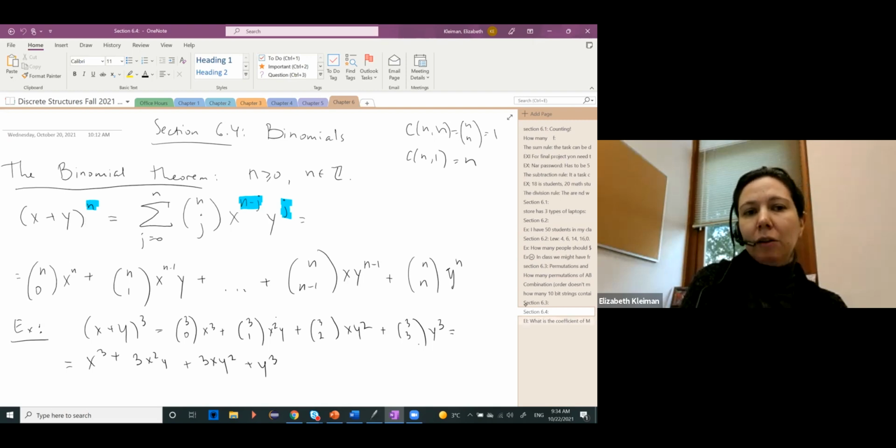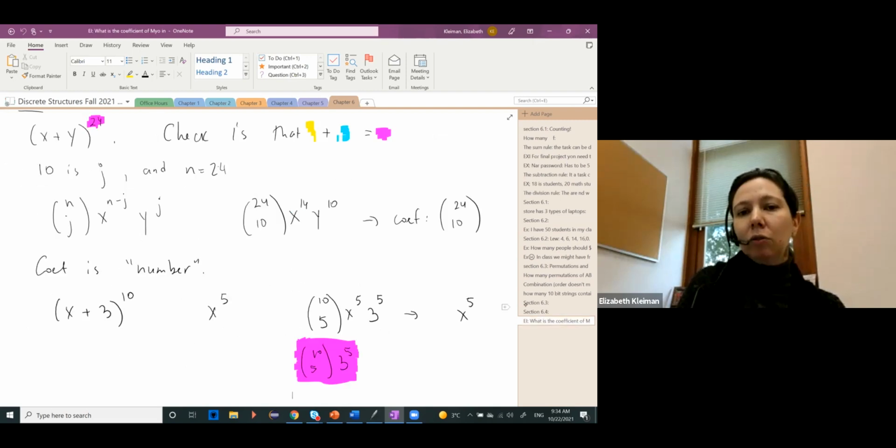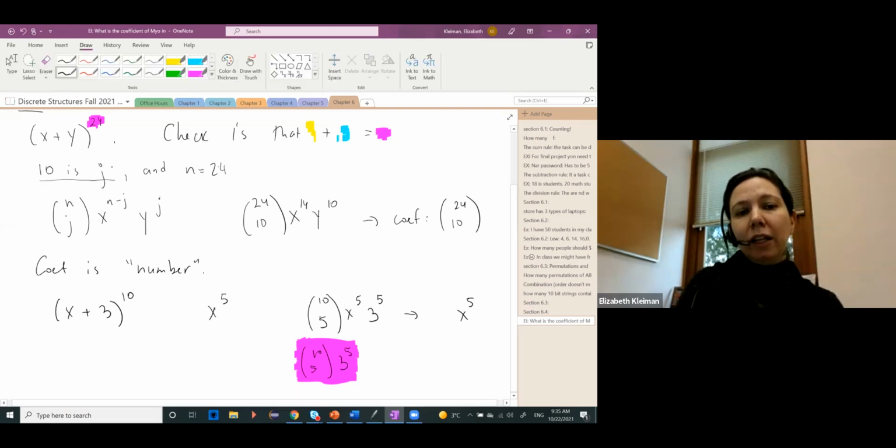And then I also talked to you about how to find a term of (x + y) to the 24, for example. Give me the term 10. In this case, we said, what if 10 is equal to j? What is going to be the coefficient? The 10th coefficient is 24 choose 10.